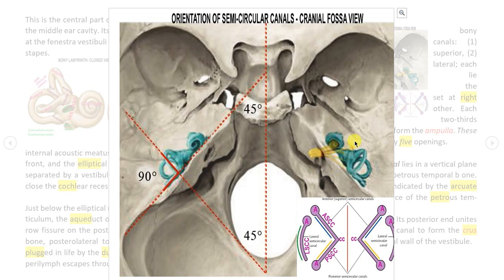If you compare it with another side, that is right side, here now anterior semicircular canal of left side is in the same plane with posterior semicircular canal of right side. Similarly, anterior semicircular canal of right side is in the same plane with posterior semicircular canal of left side. Okay, and lateral semicircular canal of both right and left side, they are in the same horizontal plane.